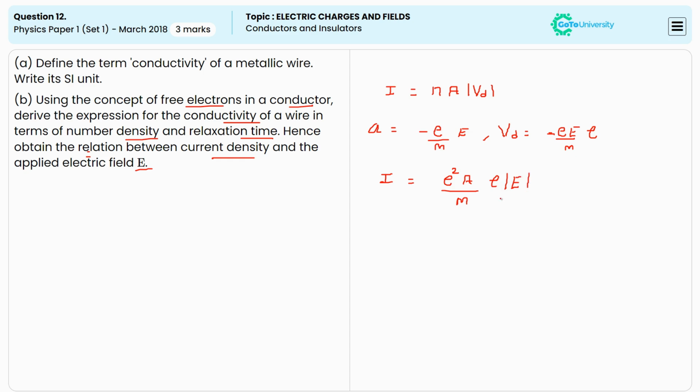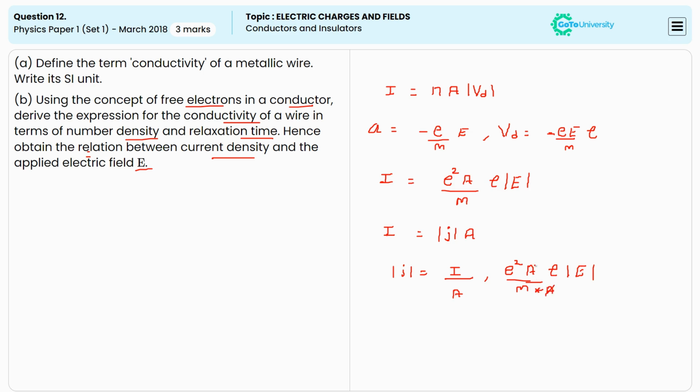We also know the relationship between the current I with respect to the current density, that we denote by the symbol J. That is I is equal to mod of J times A. Then if you substitute these values, mod of J is equal to I upon A, current upon area. When we substitute the values, that is n e square A tau upon m with respect to electric field E, then divided by A is there.